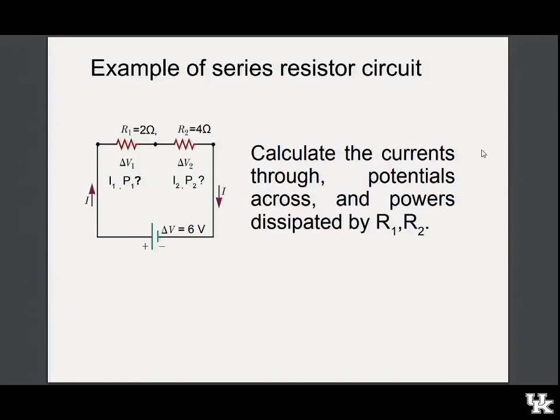These resistors are each going to see the same current passing through them as the battery is supplying to the circuit. These two resistors are going to share the voltage. And they're also going to share the power that's dissipated. This question asks us to calculate, like a laundry list, the currents through the two resistors, the potentials across the two resistors, and the powers dissipated by the two resistors. We're going to calculate all those things, so we're going to go ahead and do that.